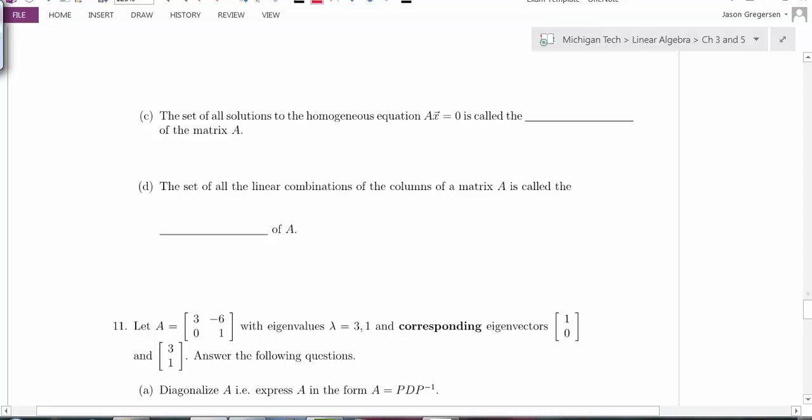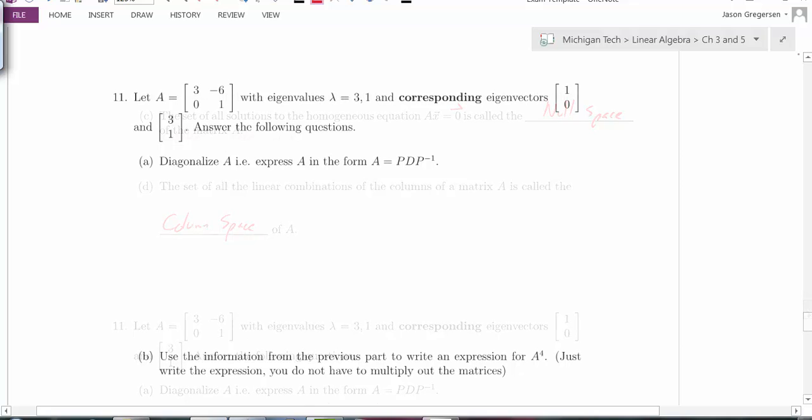C, a set of all solutions of the homogeneous equation, Ax equals 0, and this should be the 0 vector, is called the null space, the null space of the matrix A. Part D says the set of all linear combinations of the columns of the matrix A is called the column space of A. So these are just some general definitions.